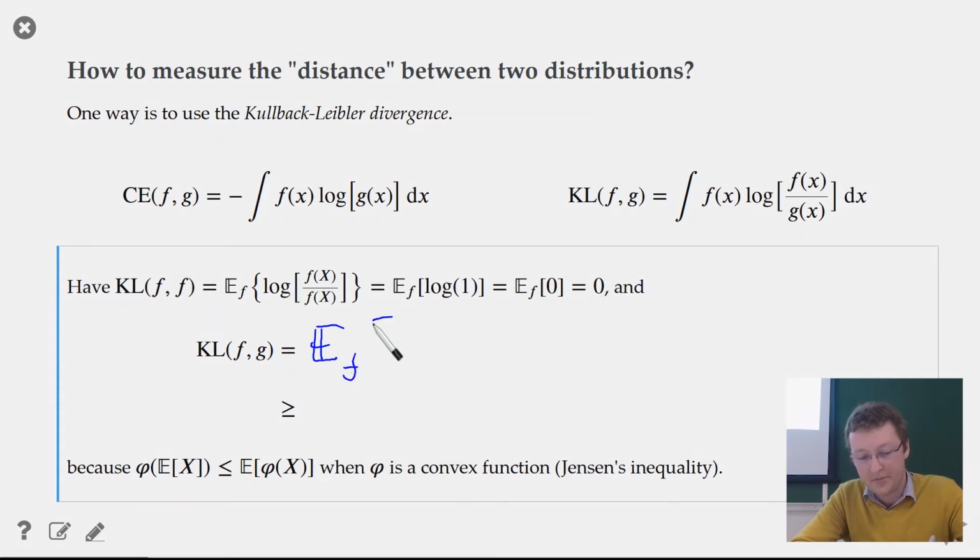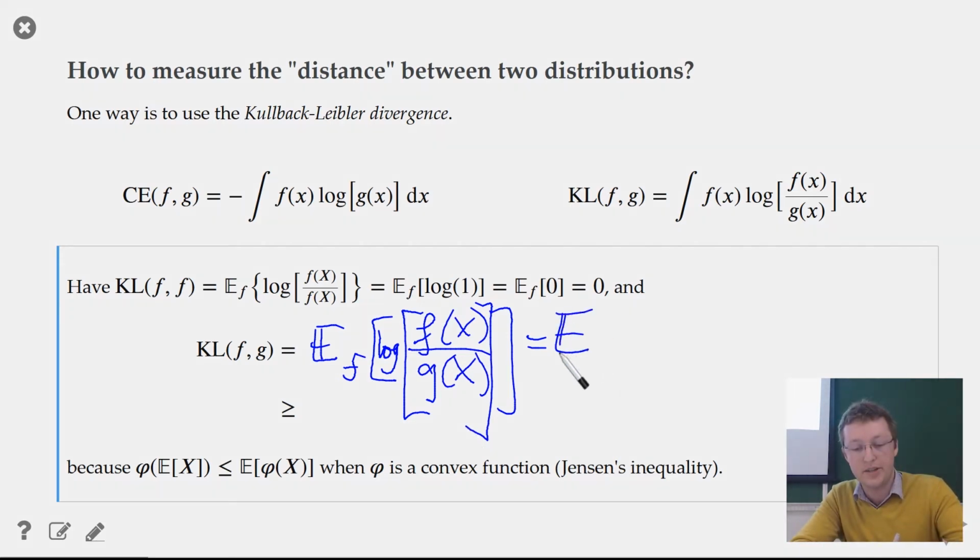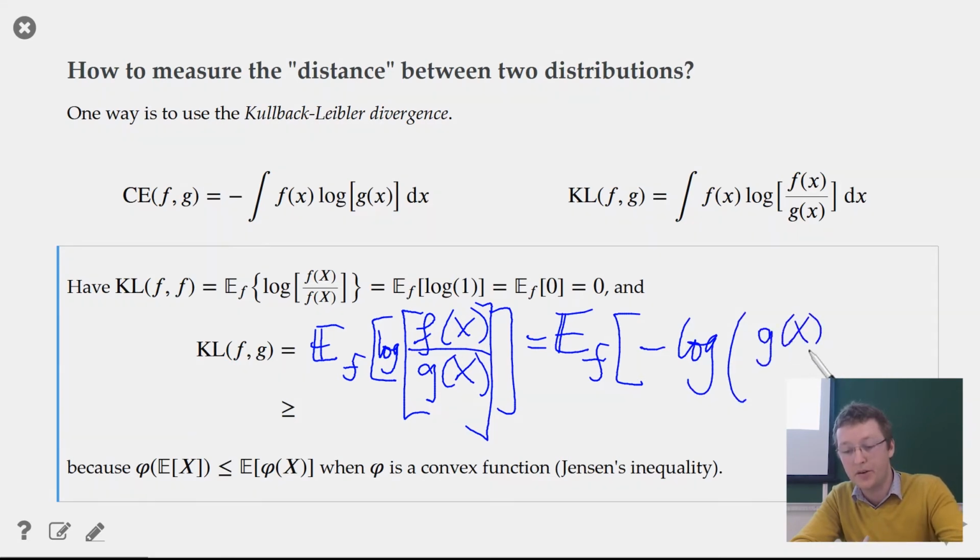So the KL between f and g is an expectation. Expected value of f of x on g of x when the x comes from the f distribution. And so, I forgot a big log in here, logarithm of this thing. Using the fact that you can switch what's inside the logarithm, just using some log rule, you can say this is the expectation under f of negative log g of x on f of x.